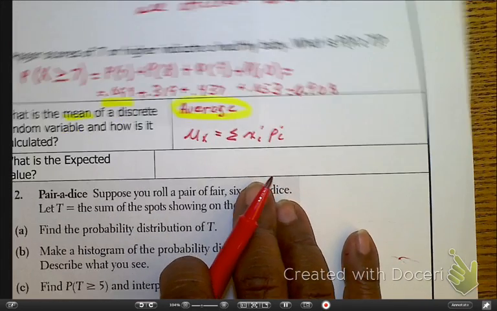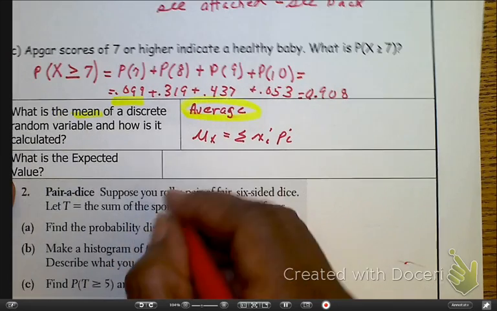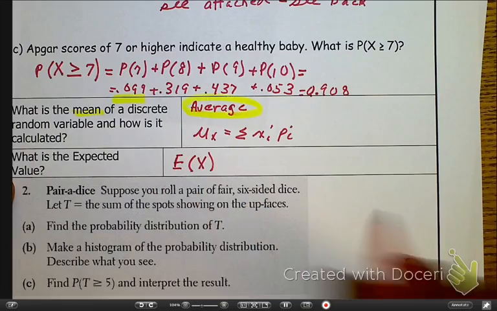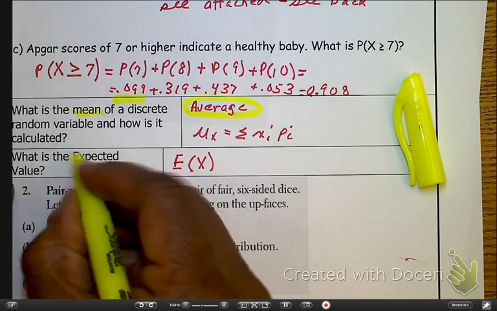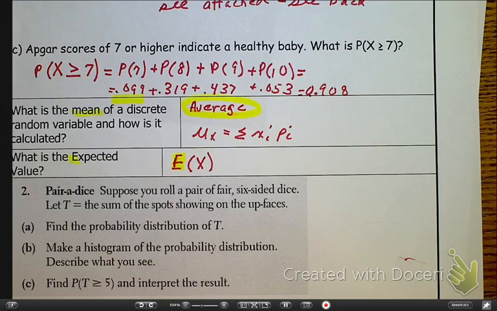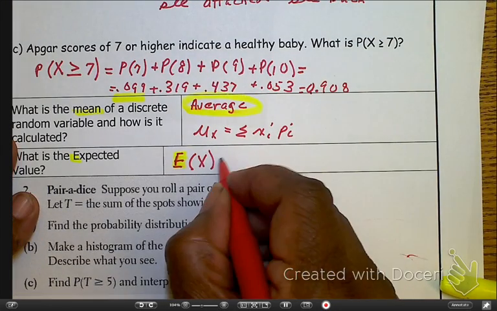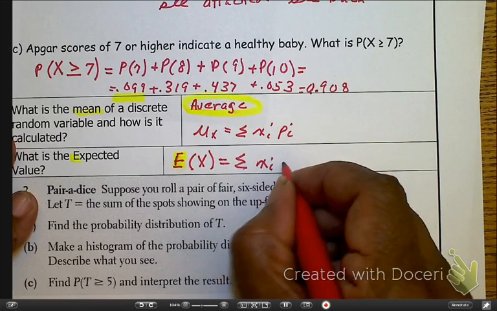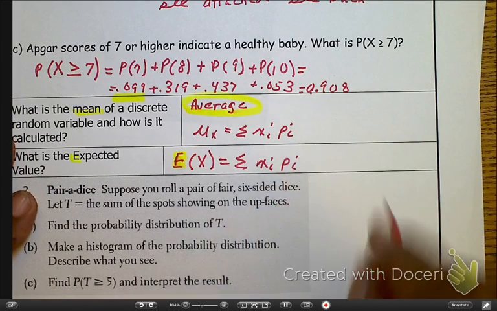And I use the upcoming term, the expected value. So first of all, whenever you see that E of X, that is your expected value, and the formula is exactly the same: the summation of, once you multiply the discrete random variables times the probabilities. So the formulas are the same.